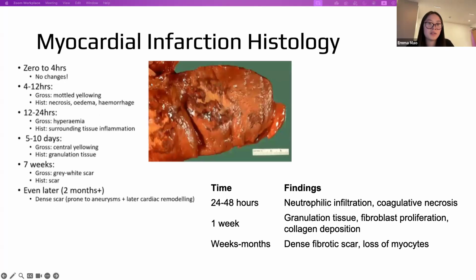Okay, and then some myocardial infarction histology. So in the early hours, 24 to 48 hours, you see neutrophilic infiltration and then coagulative necrosis. And then from 1 week, it starts healing. So there's granulation tissue with fibroblast proliferation and collagen deposition. And then weeks to months later, you can see scarring, so dense fibrotic scar, and then loss of myocytes. I think early on, the histology is that the myocytes look very wavy.